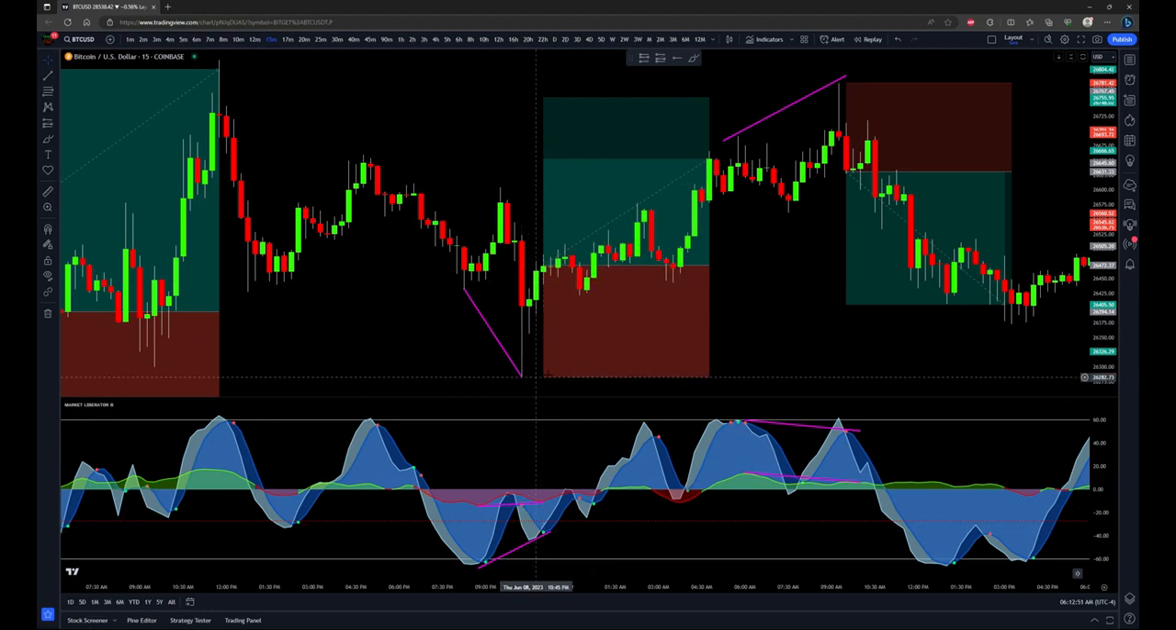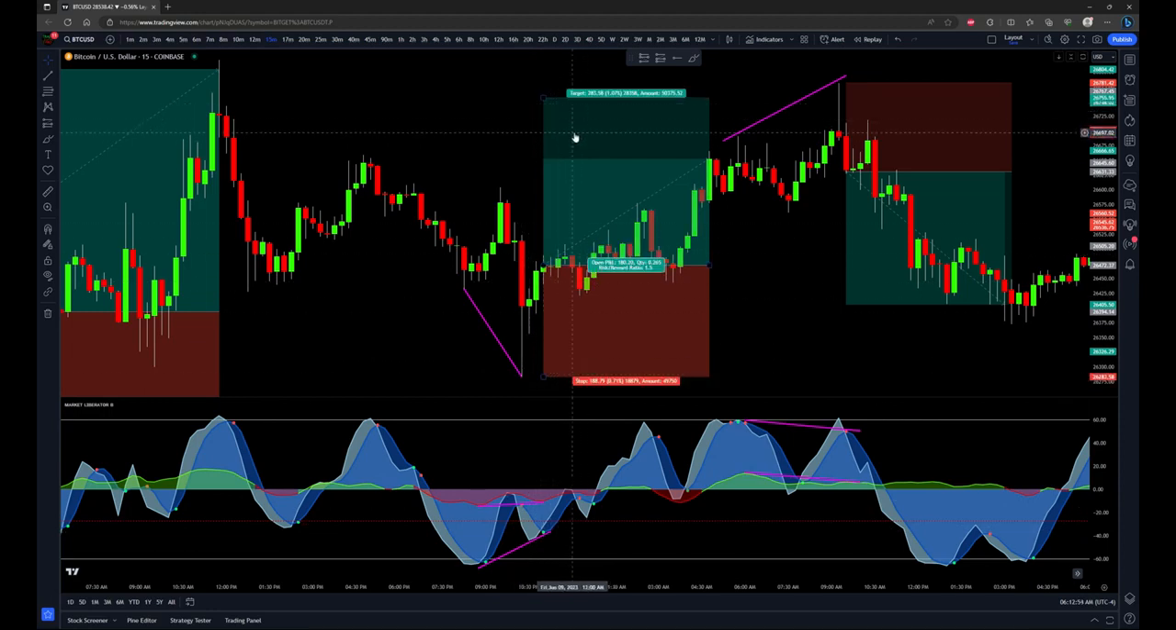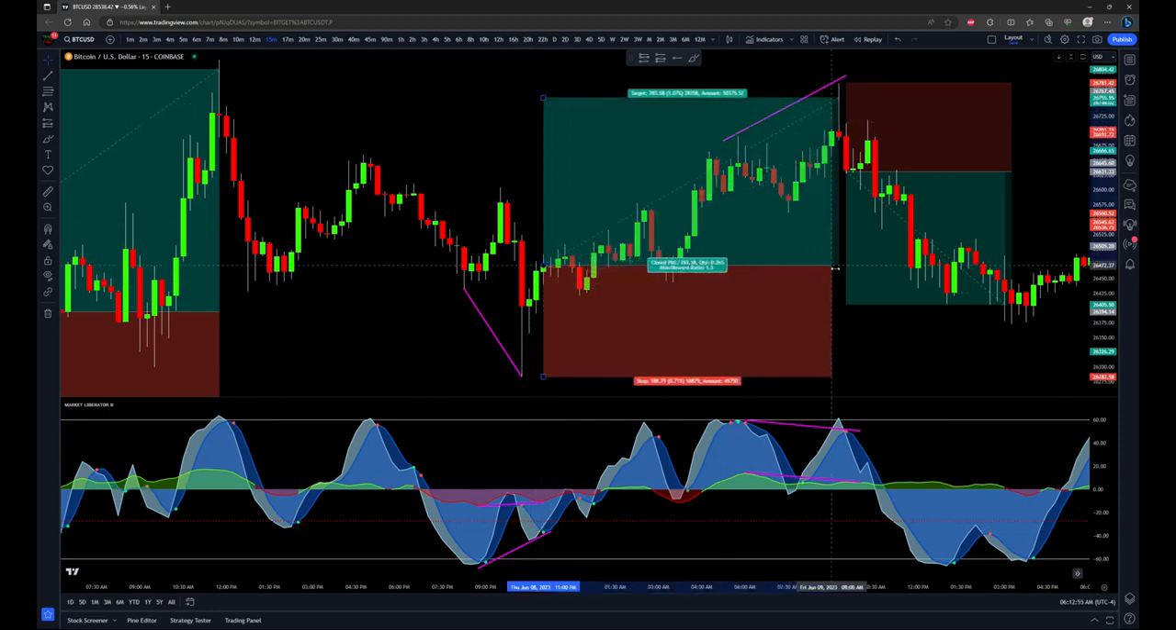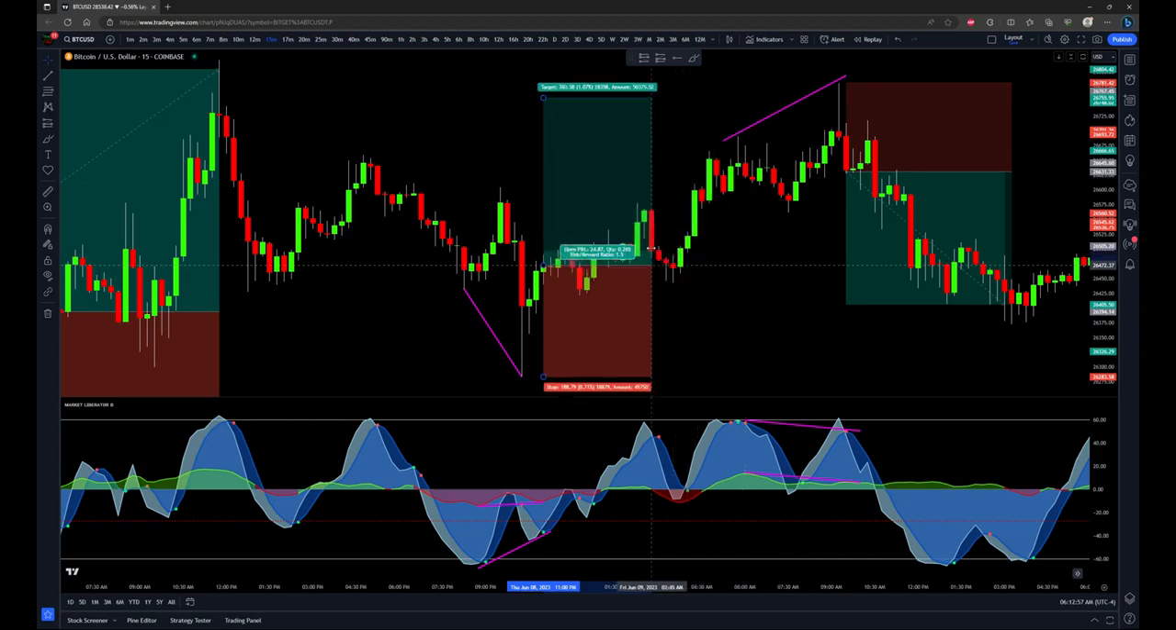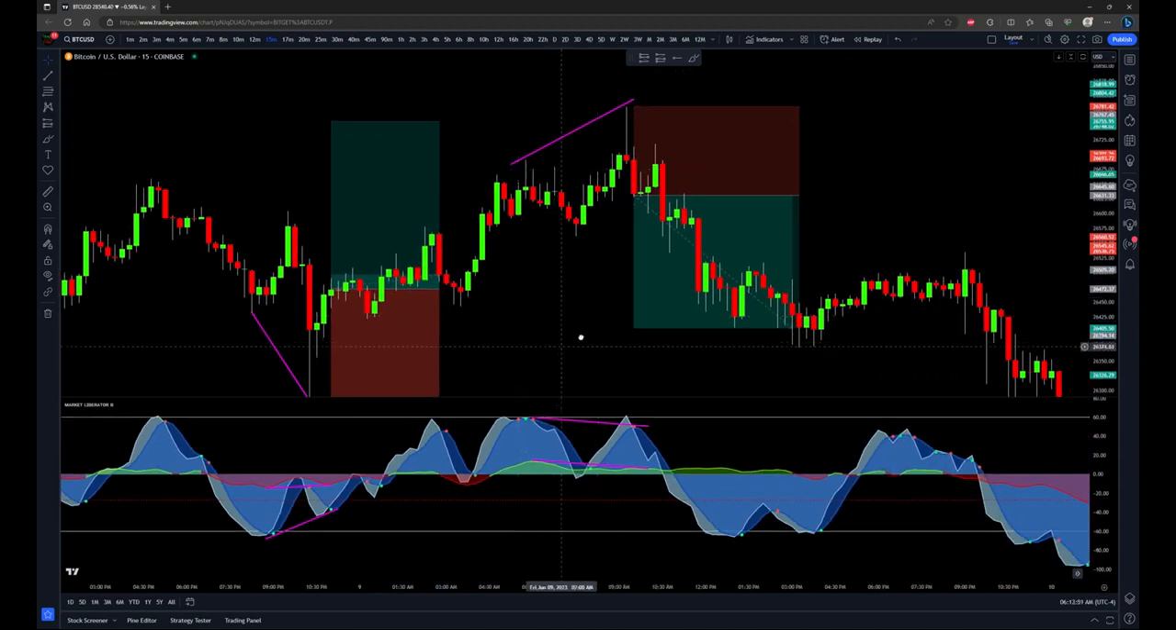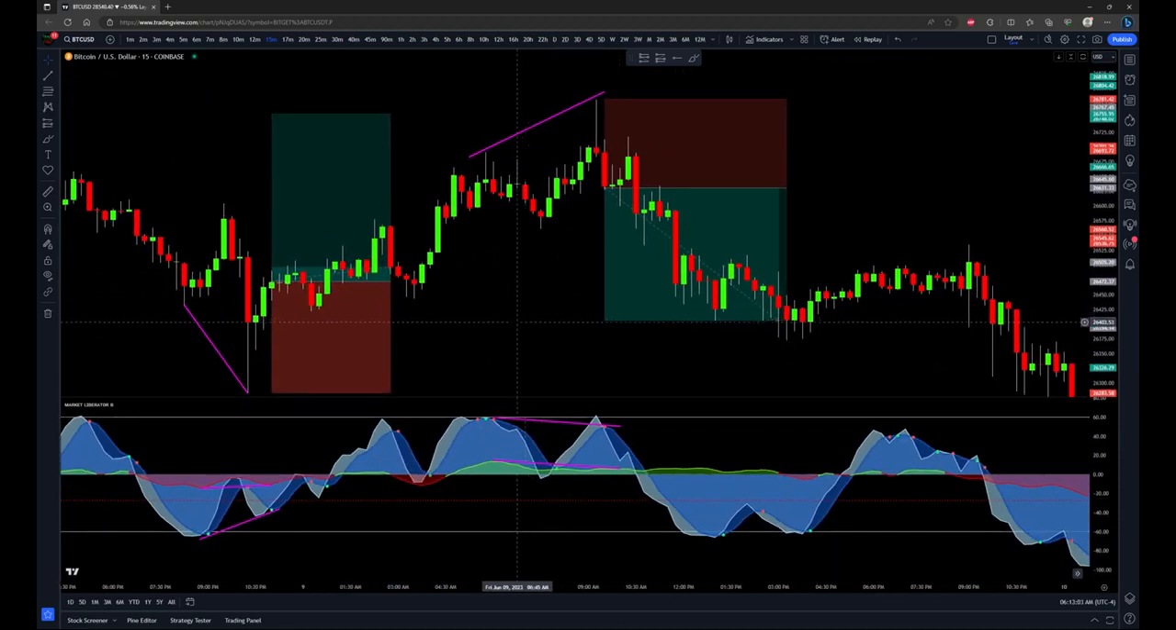Stop loss to the lows. 1 to 1.5 risk to reward ratio. Profit targets hit over here. And then we actually have another one, a short setup here. So again, looking for regular bearish divergence this time for our short setup.